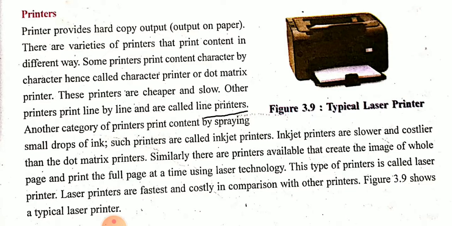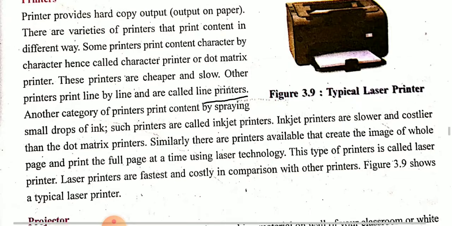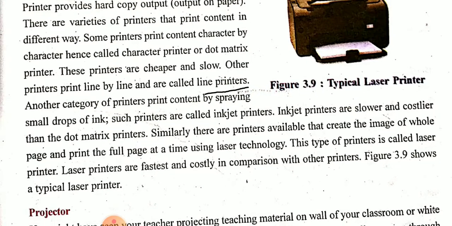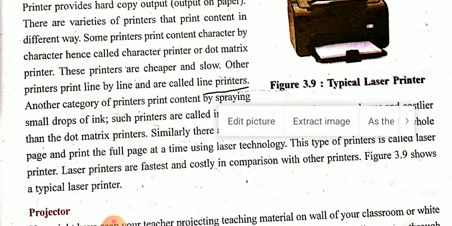Okay, now I repeat what the use of each printer is. Dot matrix printers print the content character by character. Inkjet printers work by spraying small drops of ink. And what is the use of a laser printer? Laser printers create the image of the whole page and print the full page at a time with the use of laser technology. Okay, everyone understood here?